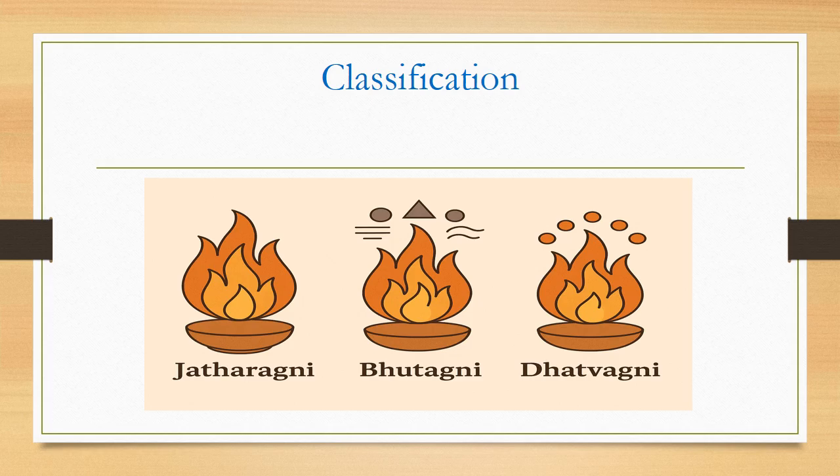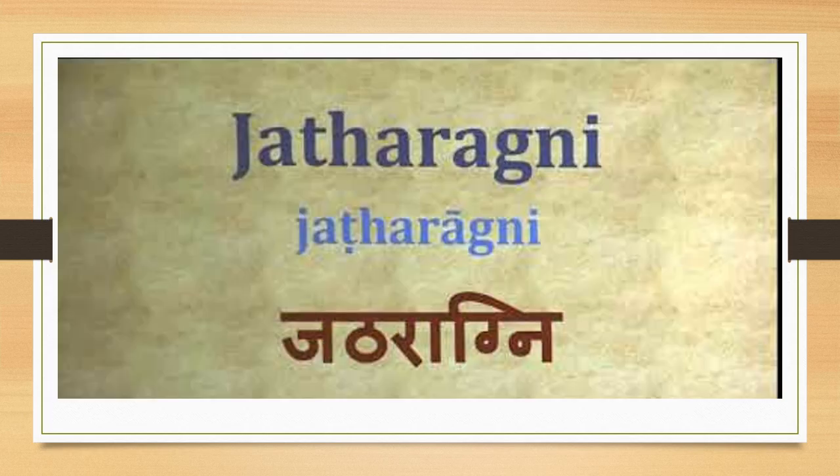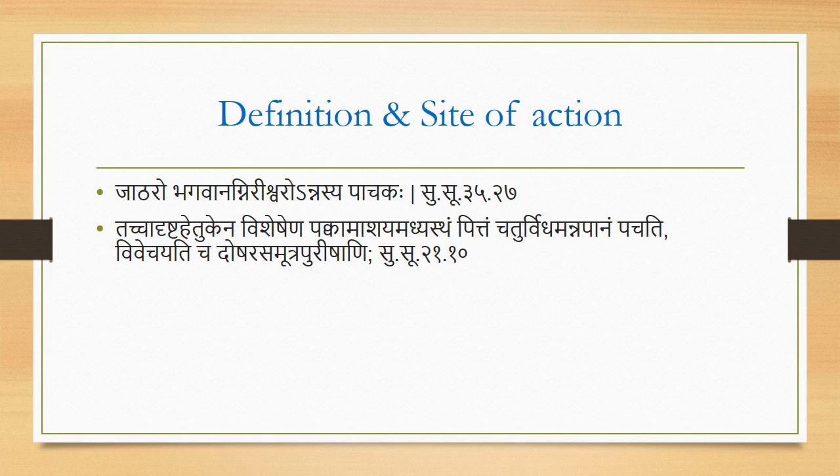According to Ayurveda, there are 13 types of Agni present in our body. One is Jataragni, 5 Bhutagni and 7 Dhatu Agni. Among these 13 Agnis, Jataragni is the prime one and nourishes the other Agnis. First we discuss Jataragni: its definition and site of action.